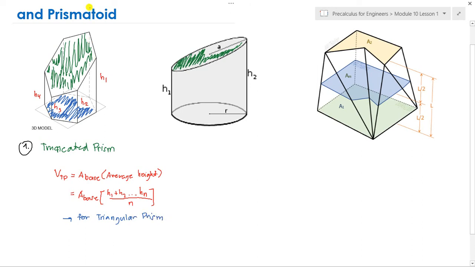Triangular prism, the volume is just, example man, triangular prism, ang iyang n is equals to 3. So therefore, the volume of triangular prism is equal to area of the base, that is the area of the triangle sa base, multiplied by the first height, second height, and the third height. Tulo ra kay triangle man, ang n sa triangle kay 3, divided by 3. So if that is a square, divide by 4, if that is a hexagon divided by 6, if that is a pentagon divided by 5. So nagets ra nimo? Nagets ra ang concept? Okay.